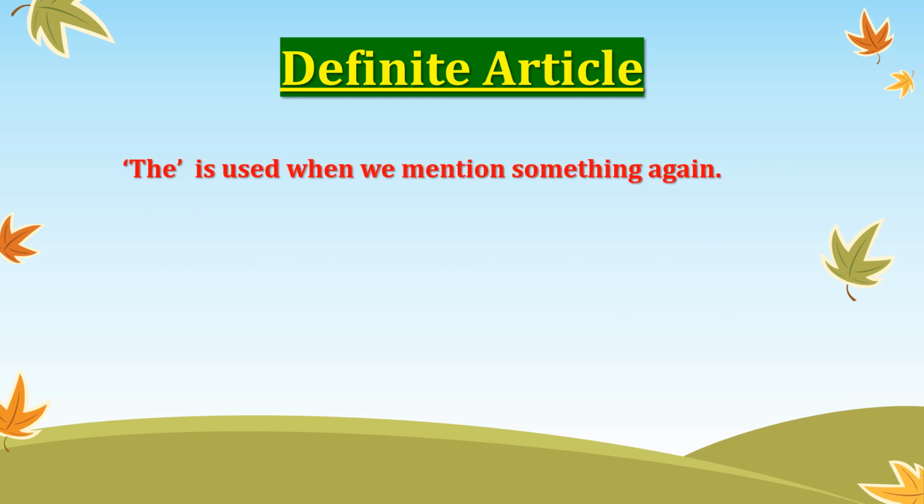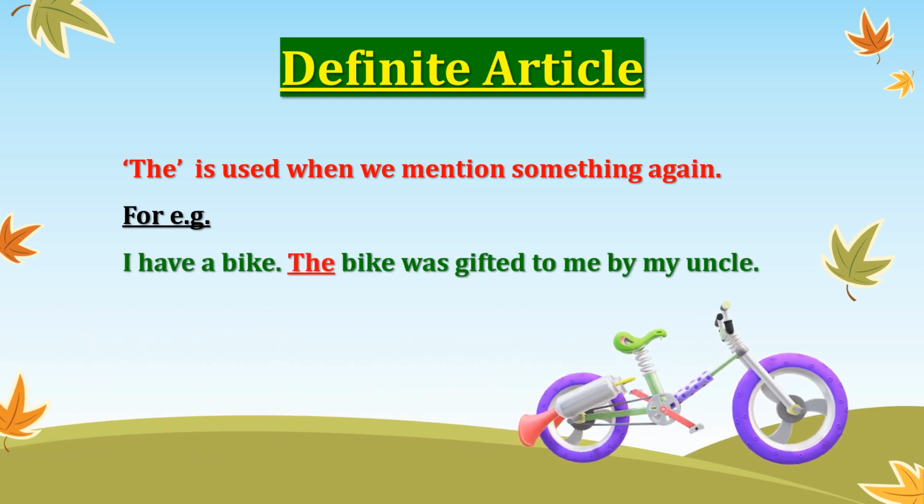That means once we've already talked about something and again we are talking about that same thing, the second time we are going to use the, because the second time it has become specific, particular. Let us take an example here. I have a bike. First time I have used the article a because we are just talking about any one bike in general. The bike was gifted to me by my uncle. So here we are again talking about that same bike. So the second time we are going to use the article the, because in the second sentence this bike is now specific, particular.